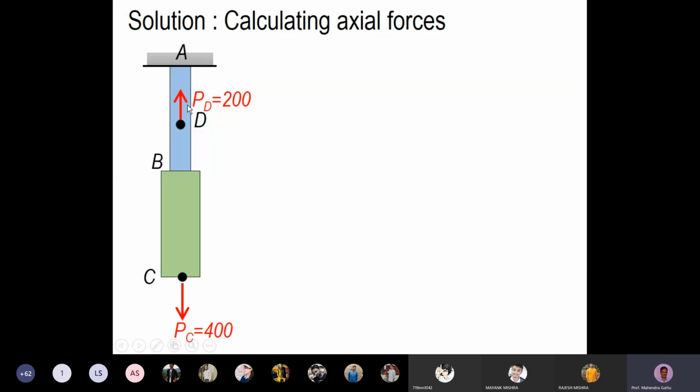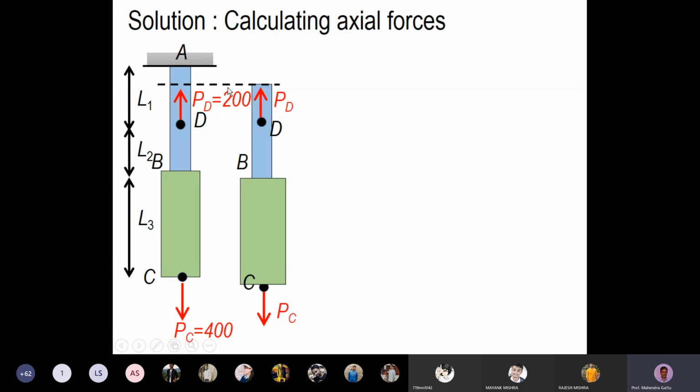Now what we'll do is calculate the axial forces in each segment. Let's look at segment AD. We cut a cross section in segment AD and look at the free body diagram. We have PC down and PD acting upward, and here we'll apply some force N1, the tensile axial force acting on that cross section.